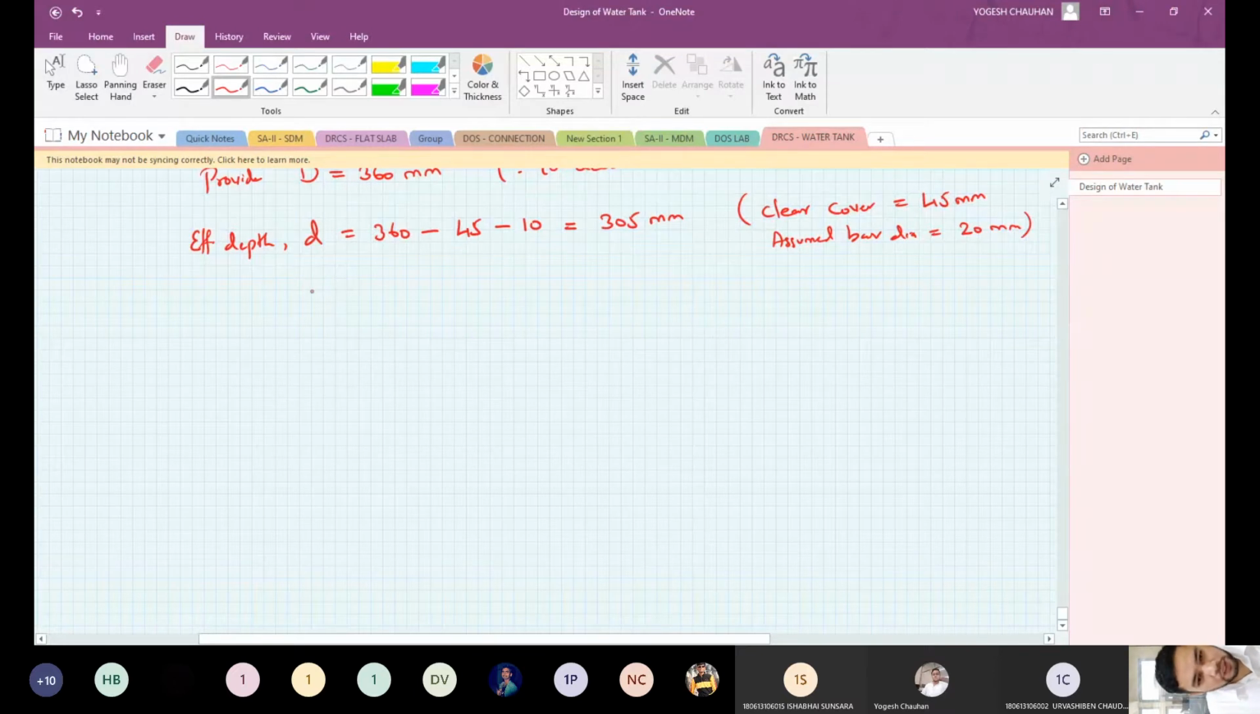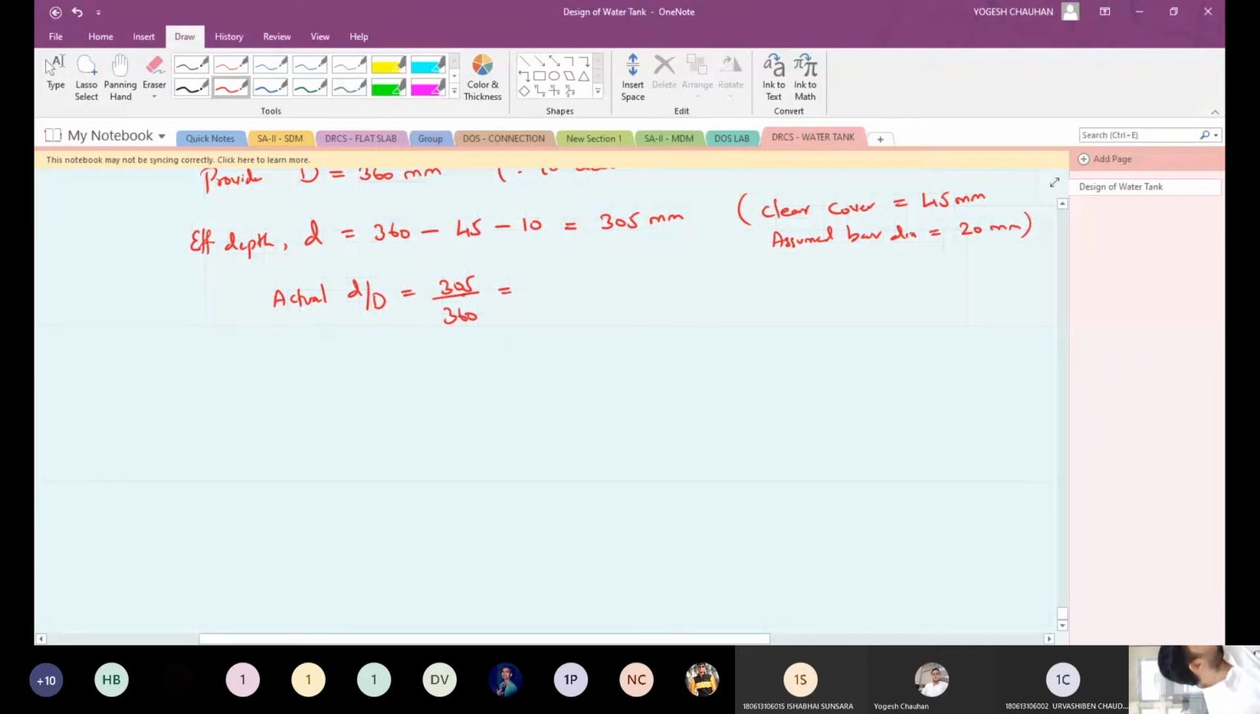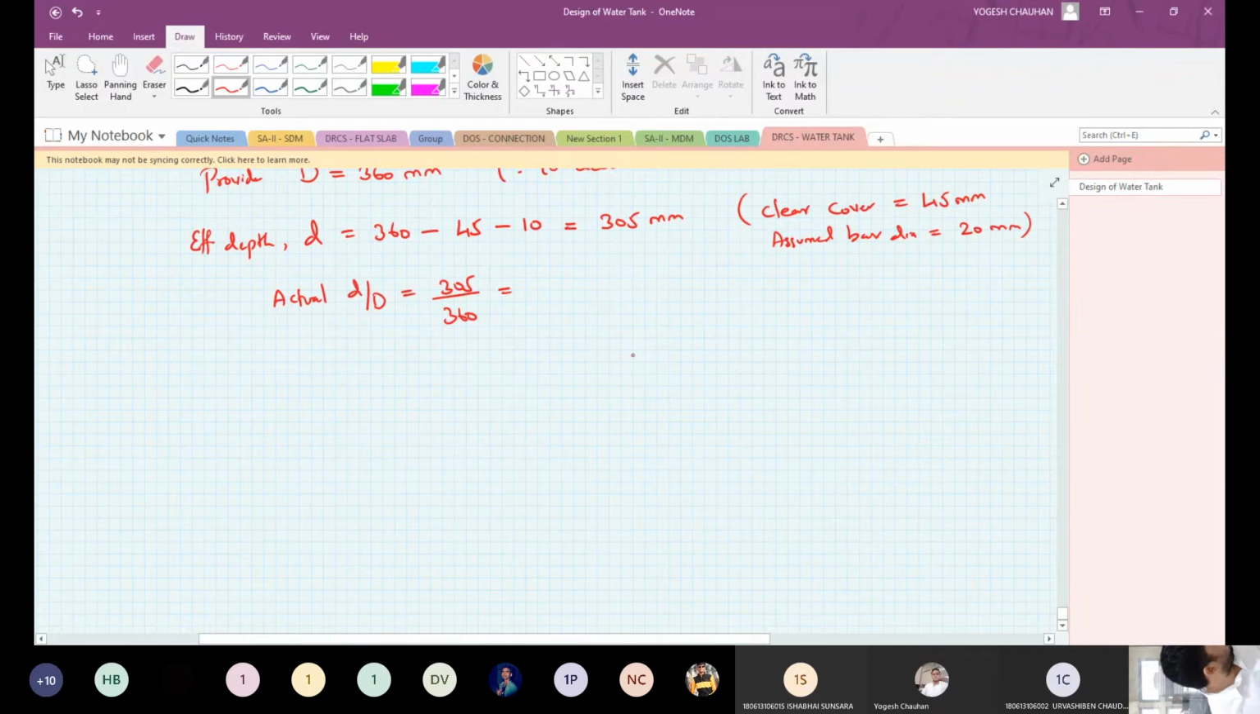Okay, so now let us find your actual d by D ratio. Actual d by D ratio will be 305 divided by 360. How much is this? It is around 0.85. It is 0.847, so it is 0.85.